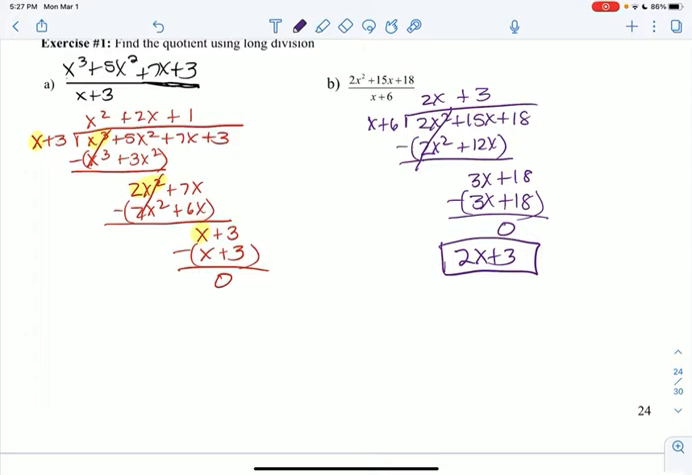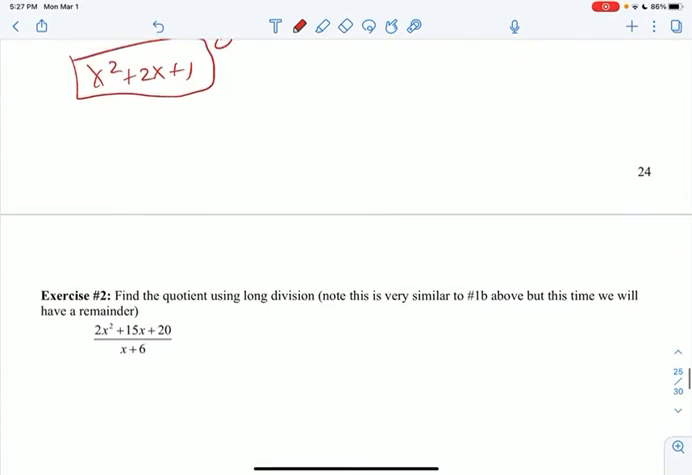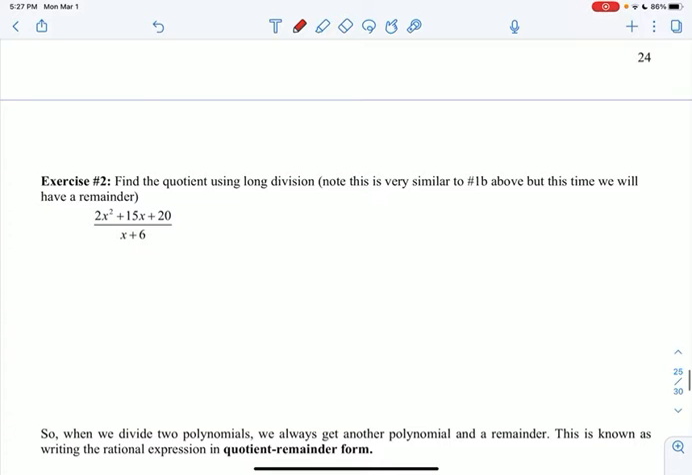All right, I forgot to write my answer over here. My answer was x squared plus 2x plus 1. All right, let's look at the next page. Find the quotient using long division, just like I did. This is similar to the other ones, but this time I'm going to have a remainder.